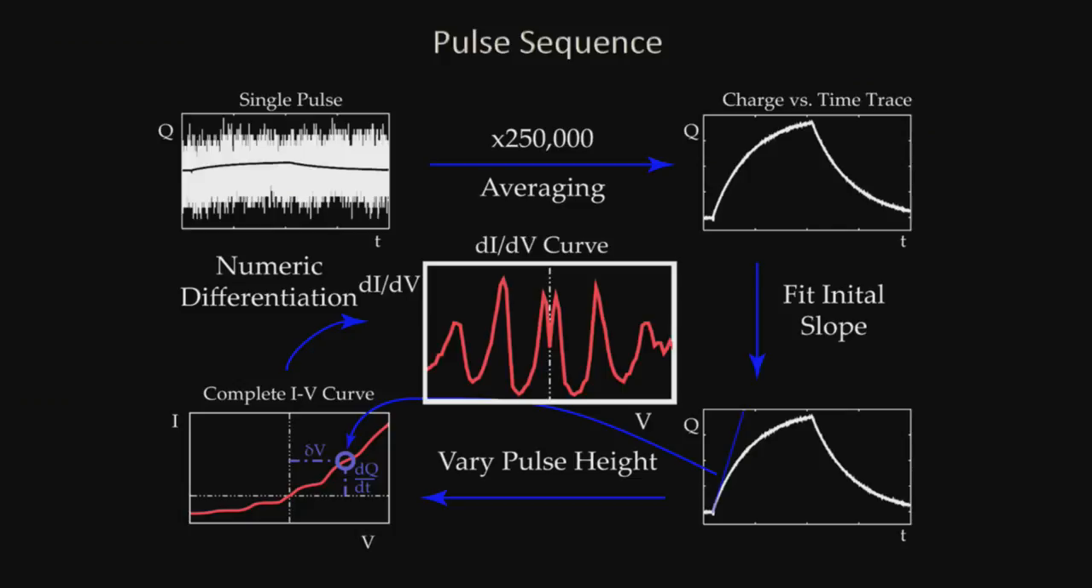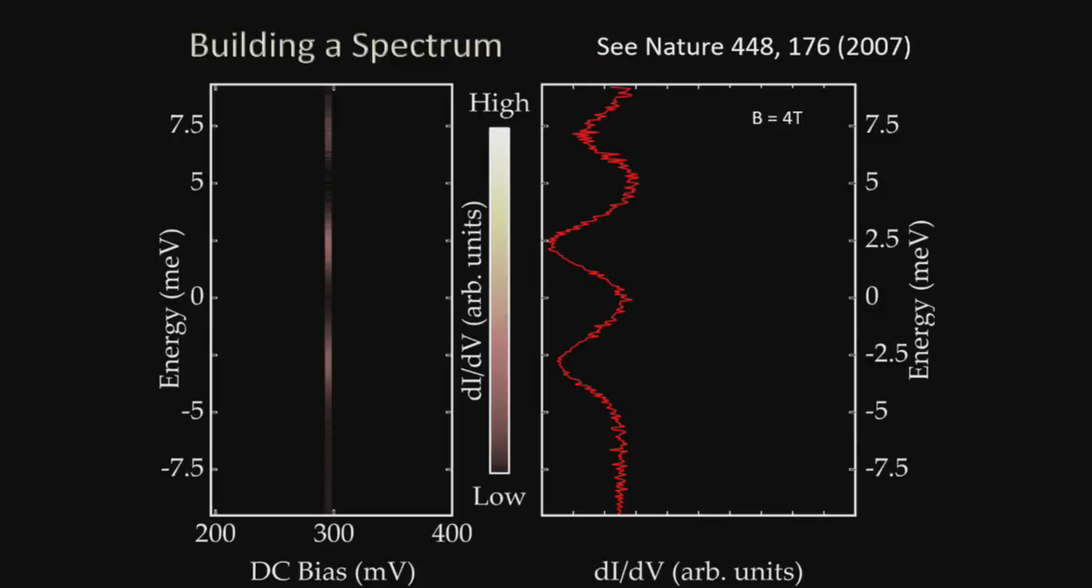So we fit the initial drop, which gives one point in the IV characteristic. Then by changing the amplitude of the pulsed voltage and performing the same procedure, we can construct this complete IV characteristic of the system. Then by taking the derivative, we can get this dI/dV curve, which reflects the density of states in the system.